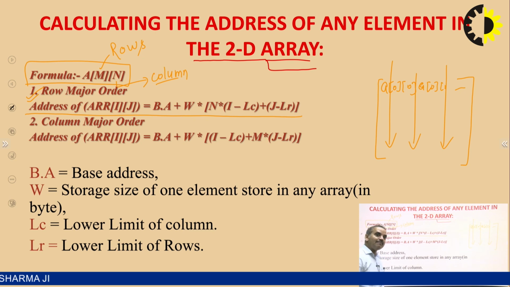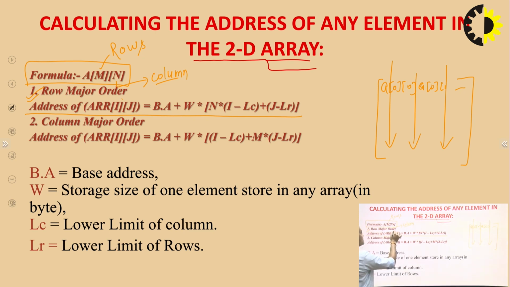This formula is similar to the 1D array. Here we want to find the address of ARR[I][J]. We write base address plus W into (I minus LR). I is the row number and LR is the lower bound of rows. Here we write LR, not LC. LR is the lower bound of the row number.